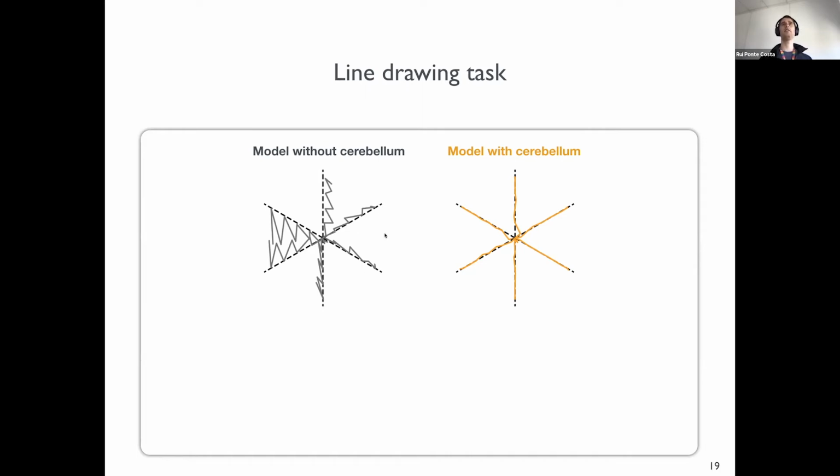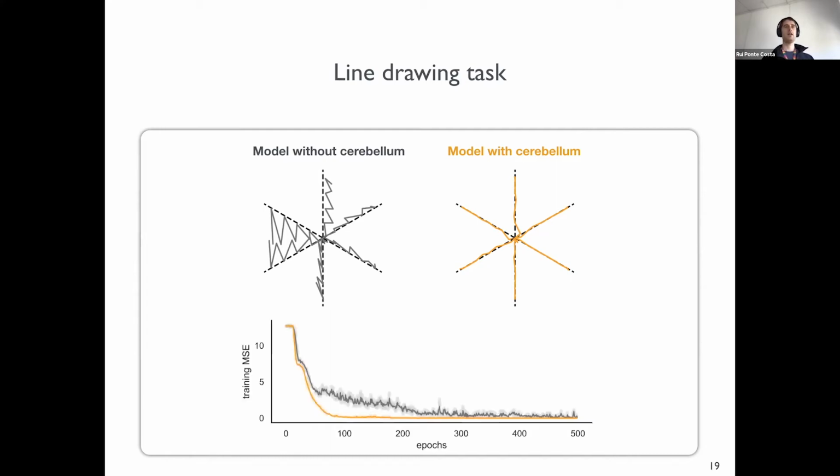And what we see is that the model with a cerebellum, so a healthy model, tends to develop more straight, or produce straighter lines, more smooth lines, compared to a model without cerebellum. So consistent with the observations. And on top of this, if you look at the learning, here I'm showing a learning curve, where on the y-axis is the error being made by these networks. You see that the model without cerebellum tends to learn slower and is also more variable compared to a model with a cerebellum.